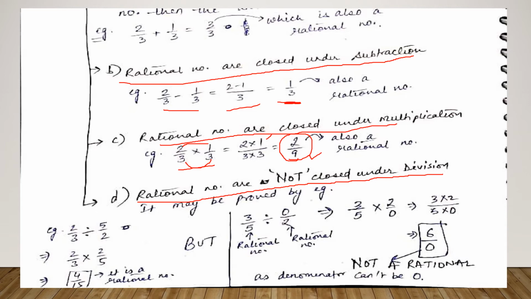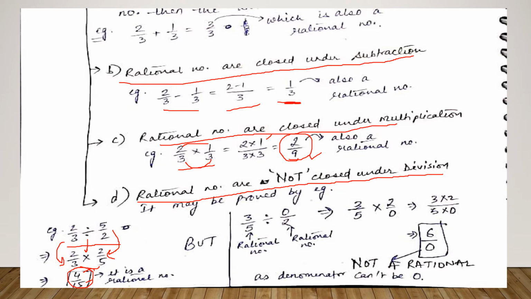Let's see that example. First, let's see a normal example. Suppose you have 2 upon 3 divided by 5 upon 2. We all know what we do. We write first number as it is. We make the divide into multiplication and we take reciprocal of second term, that is 2 upon 5. Now you can see 2 2s are 4, 3 5s are 15. So again it is a rational number.